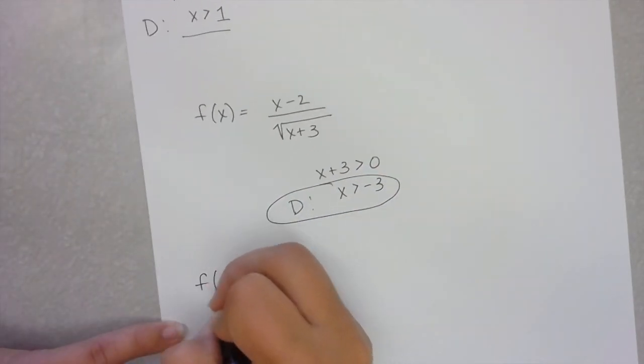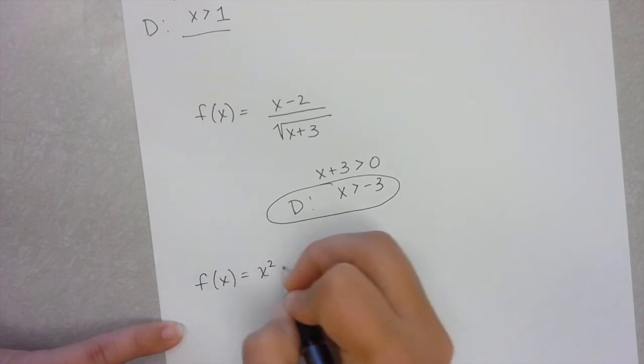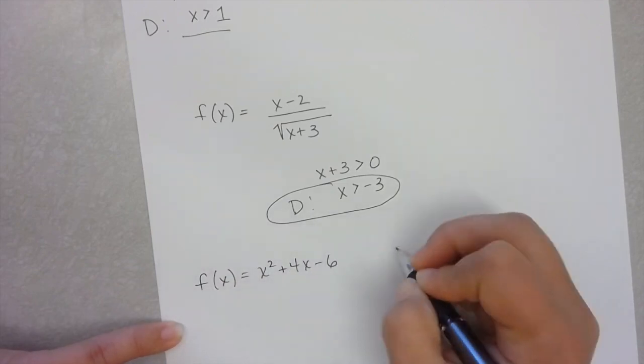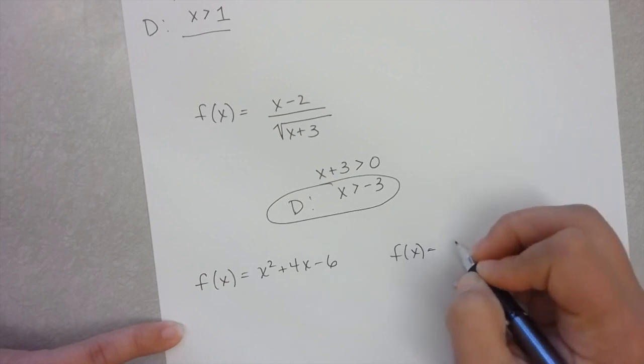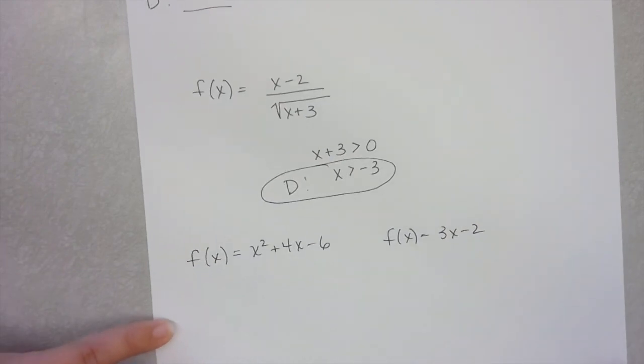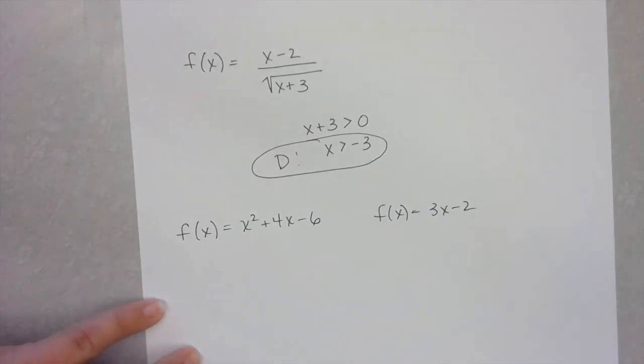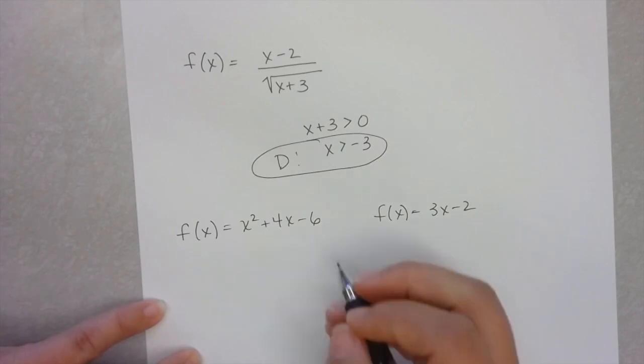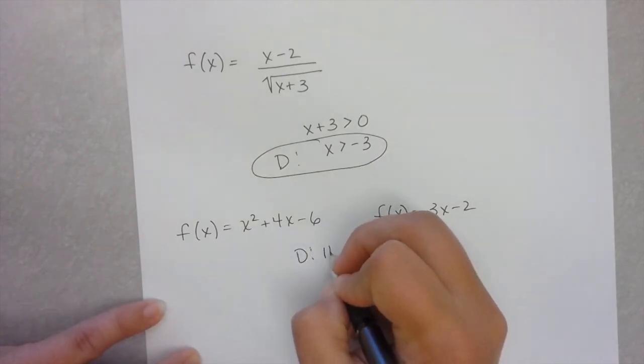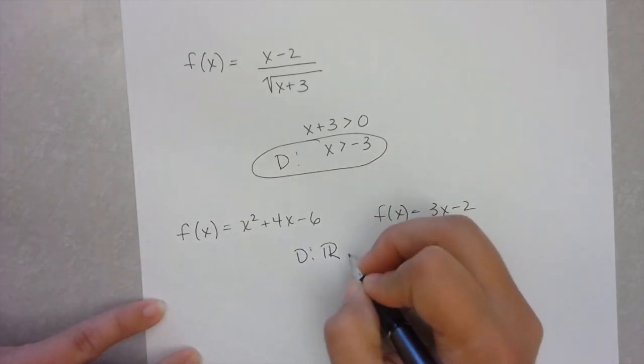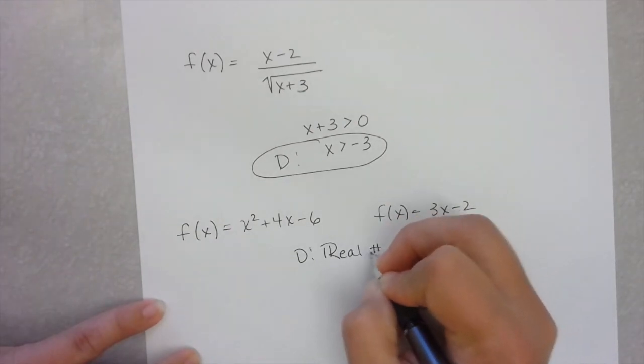If I'm given any other function, for instance, x squared plus 4x minus 6, or f of x equals 3x minus 2, I look at these and I can see that I don't have a square root, no even root, and I don't have any division by any variables. And so for these, I can immediately say that my domain is all real numbers. This is just a symbol for all real numbers.